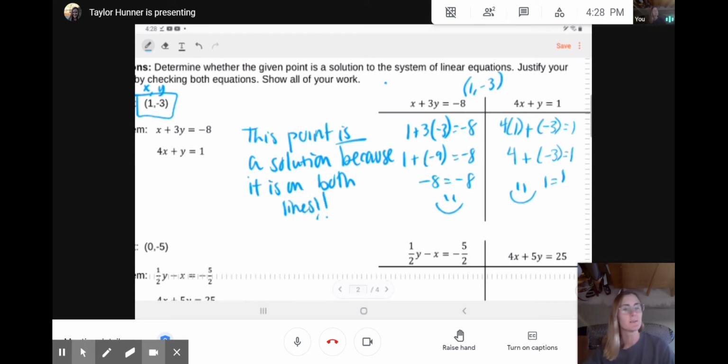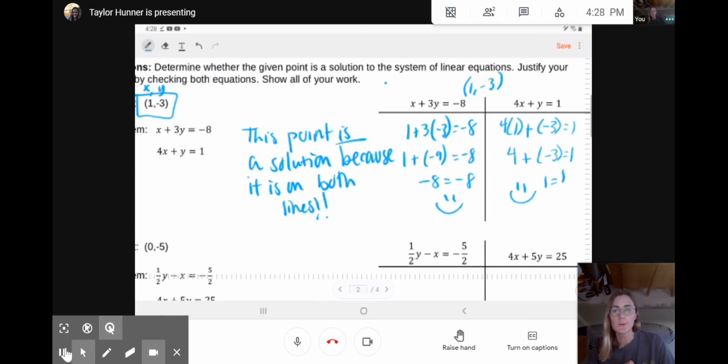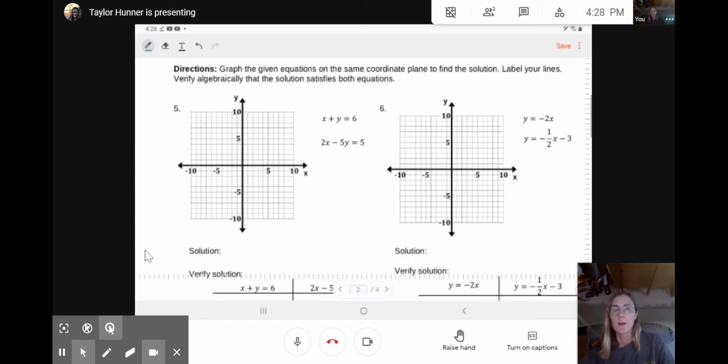Again, great question for a quiz or test. We're going to skip number 4. You guys can do number 4 when you're studying for the quiz. That would be a great question to star and come back to.